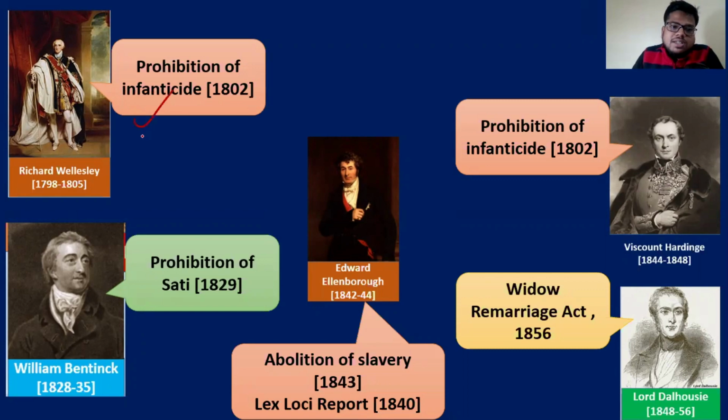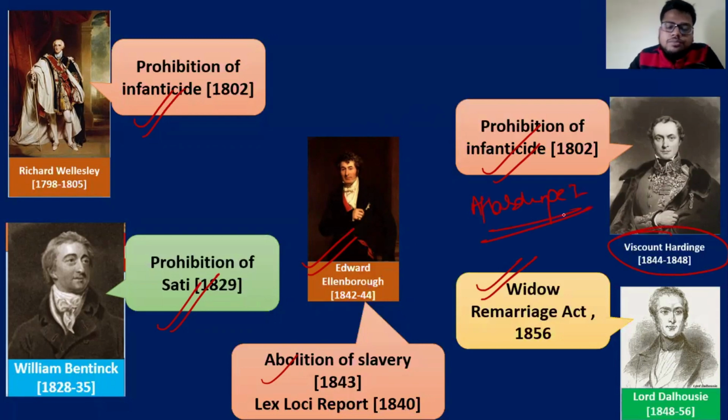For example, Richard Wellesley, prohibition of infanticide; Bentinck, prohibition of sati; Ellenborough, abolition of slavery; Widow Remarriage Act; prohibition of infanticide, Hardinge 1. This was not Ellenborough, it was Hardinge 1. I've said somewhere wrongly. Okay? So these are the steps being taken in your phase 2.